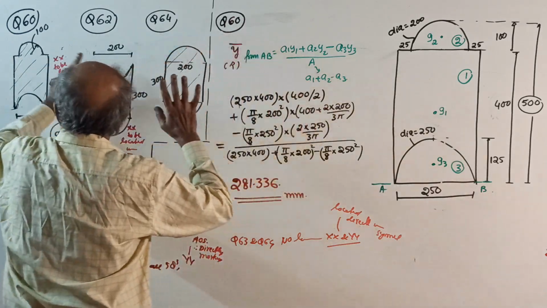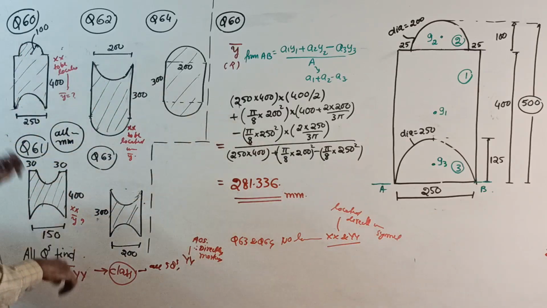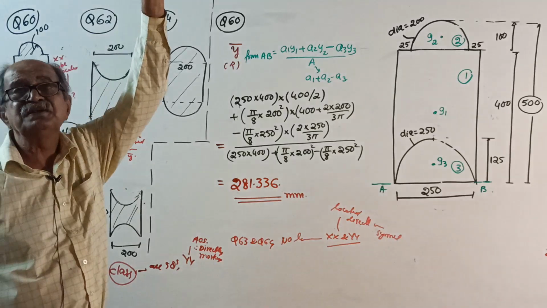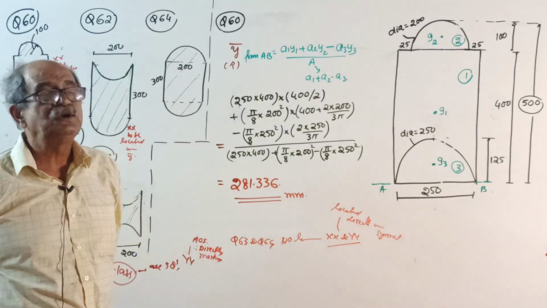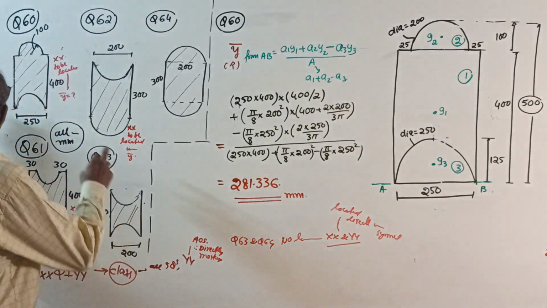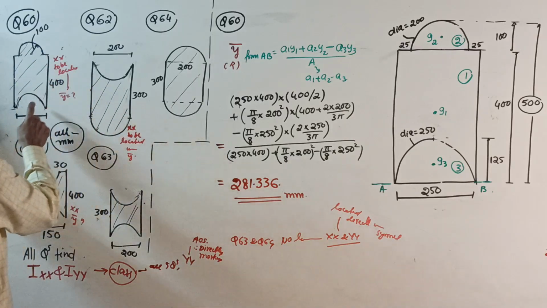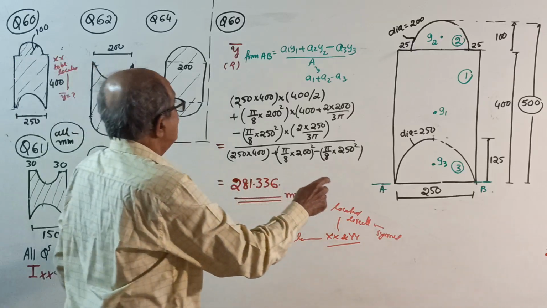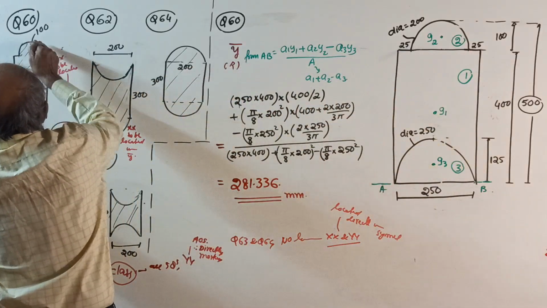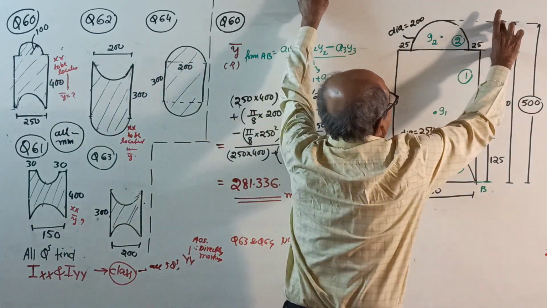See, divide into parts. For all these 5 questions, what I will do is, the middle rectangle I will take as 1, the upper semicircle I will take as 2, and the lower semicircle I will take as 3. Therefore, in question number 60, you take a rectangle here, of 250 by 400. Upper side, one semicircle of diameter 200. Diameter 200 means radius 100.